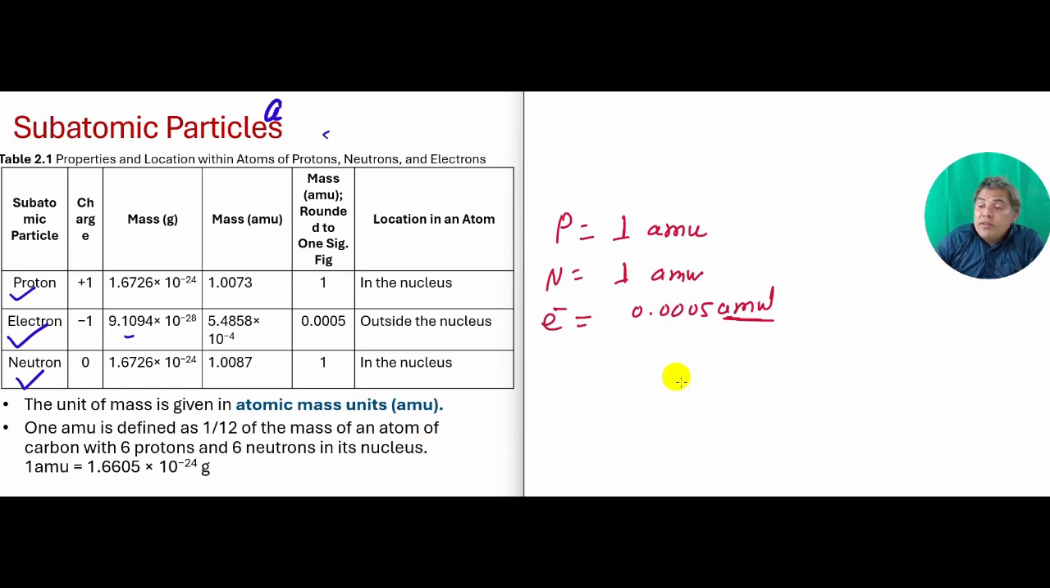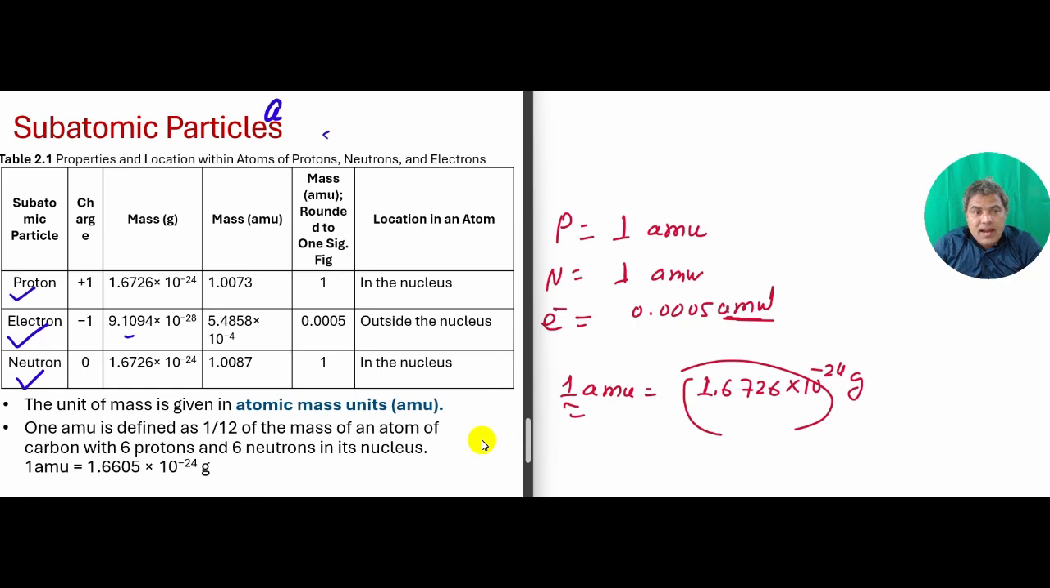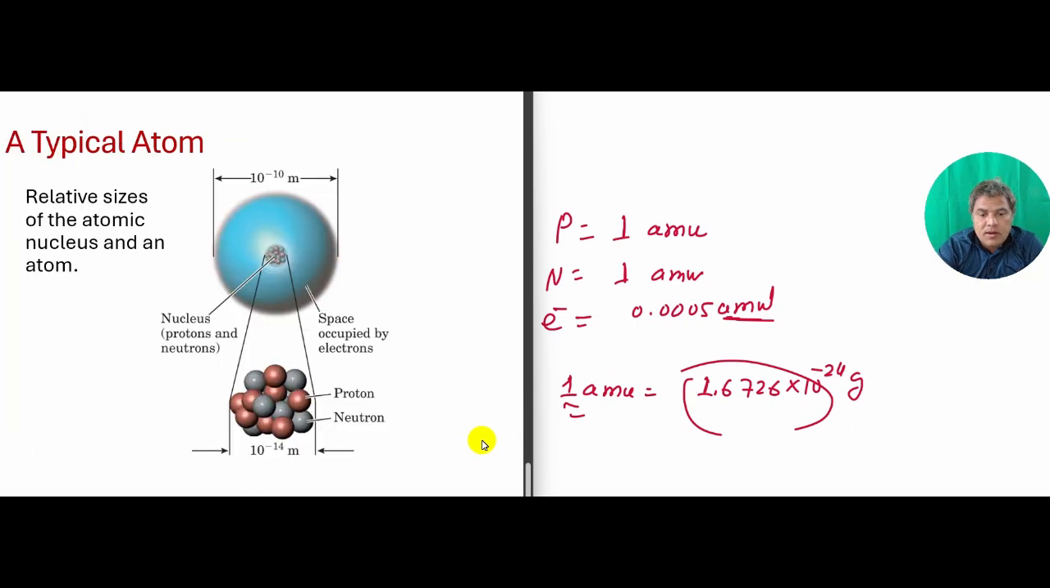So AMU is the atomic mass unit, okay guys, don't confuse it. 1 AMU equals 1.6726 times 10 to the power minus 24 gram. So this is a tiny number, that's why we write this whole thing as 1 AMU, okay. So that's about the subatomic particles.